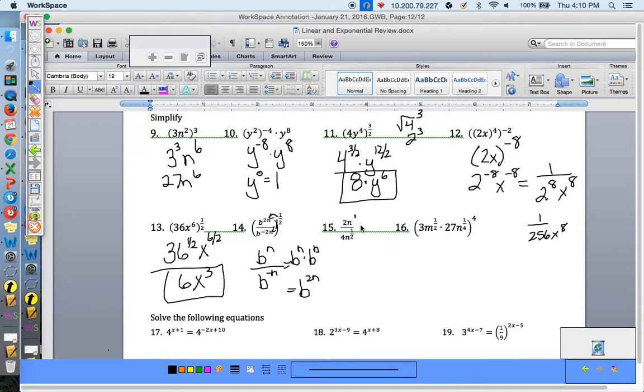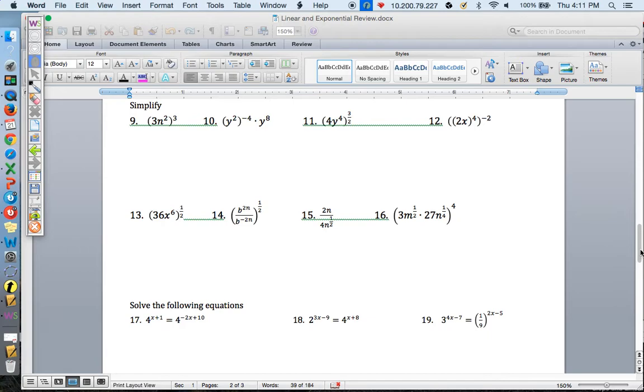Well, let's see here. I'm going to put that to the first power. So 2 over 4 reduces down to 1/2. We subtract, so that would be n to the 1/2. Well, let's see. What do we have inside? Well, that's 81 m to the 1/2, n to the 1/4, to the 4th power. So we have 81 to the 4th. Half of 4 is 2. n times 1/4 is 1.